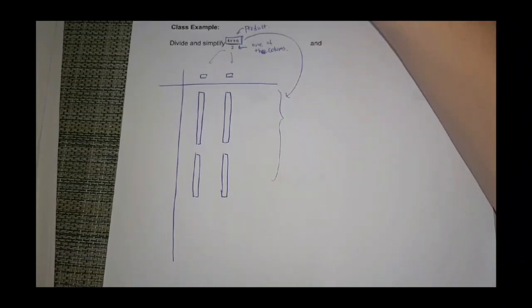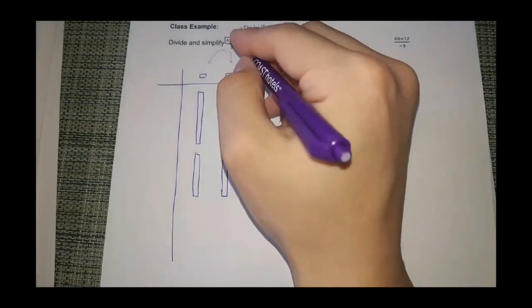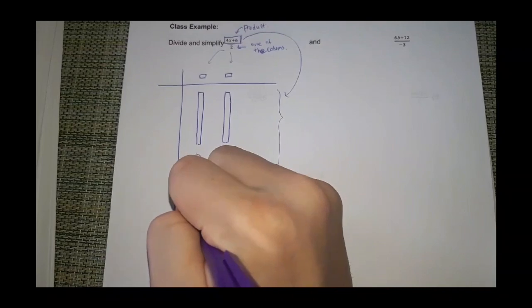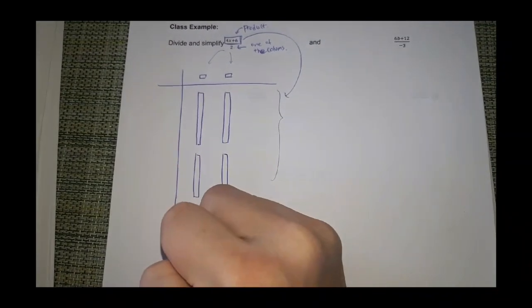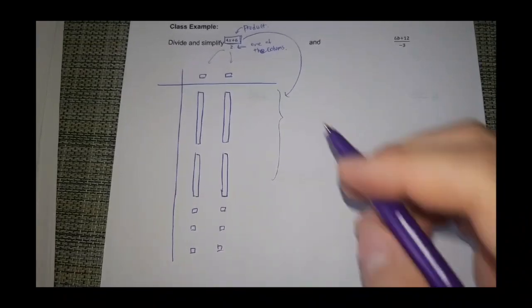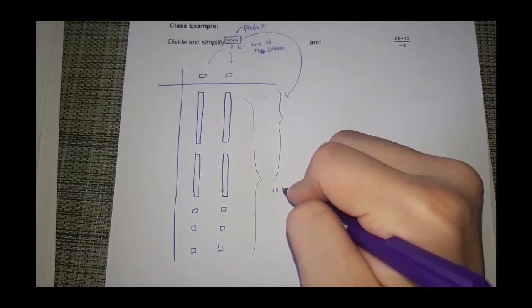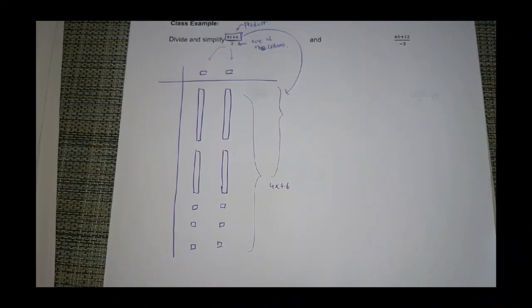I actually draw extra big for everything, so that's why the arrangement took a while. But in any case, the 6 of them you have to put under each of those columns. So what I'm going to do is put 1, 2, and 3, 1, 2, and 3. In this way, everything that I have over here is actually 4x plus 6.